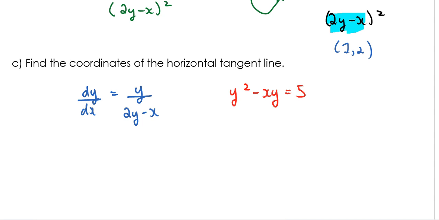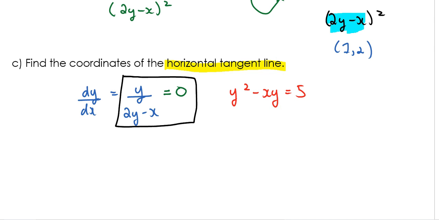Okay, so we need to find the coordinates of the horizontal tangent line. Now, if we're finding the horizontal tangent line, you may recall that for these kinds of problems, you need to take your derivative and set it equal to 0. Okay, so once we've taken our first derivative, you want to set that equal to 0. That will give you the horizontal tangent line.